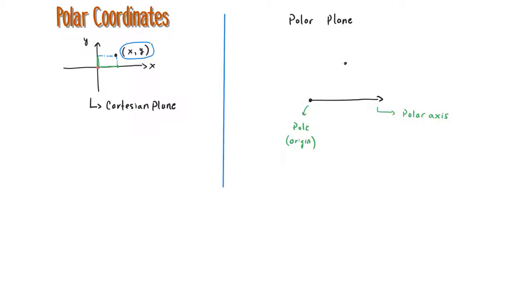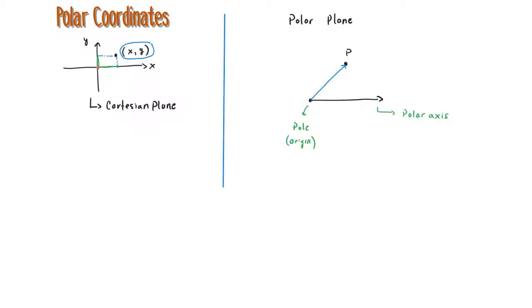A point on the polar plane. Let's take this point right here. Let's label it point P. A point on the polar plane is not defined by how far away horizontally it is from the origin or vertically. That doesn't exist on the polar plane. The way in which a point is defined on this plane is by figuring out what is its distance from the origin, from the pole.